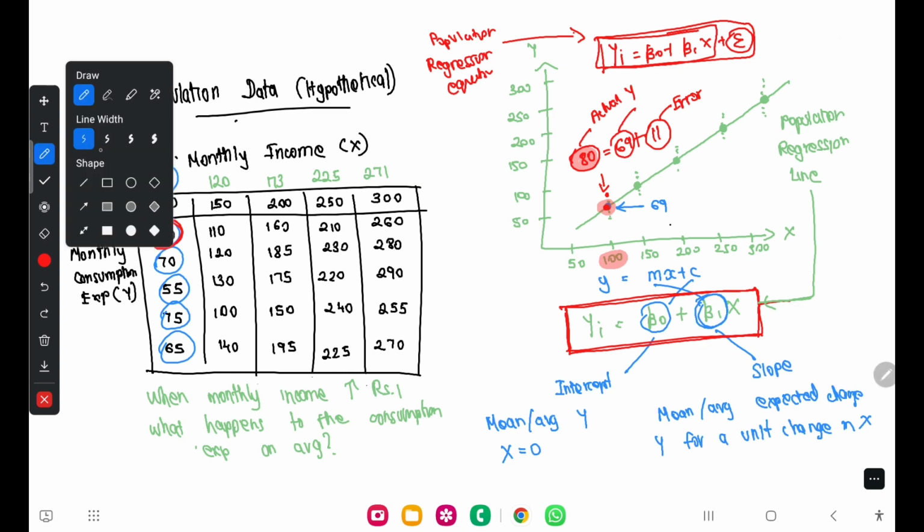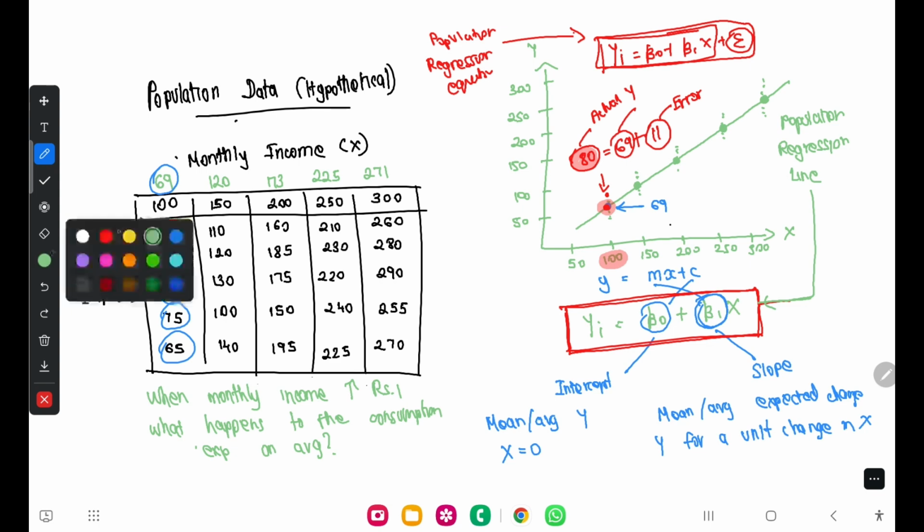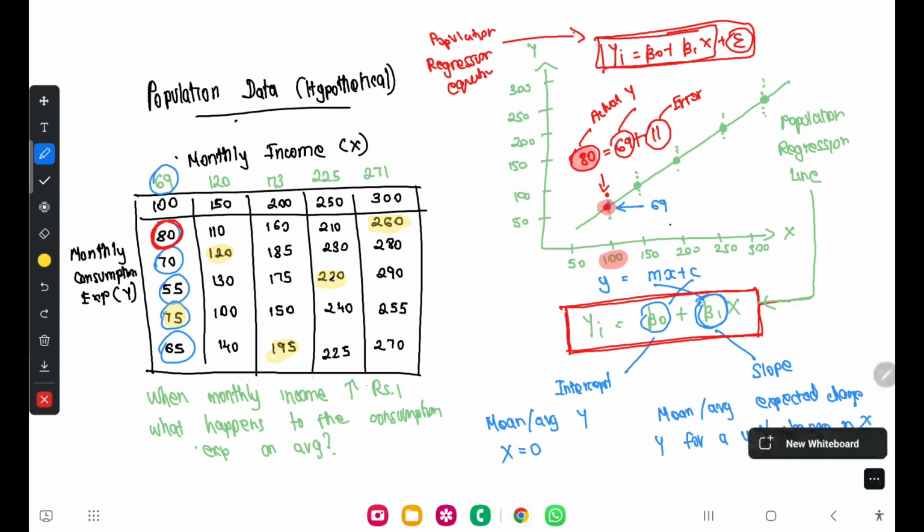So if I take a sample from this data population, let's take random values. Under income level of 100, I'm taking 75. Then let me take 120, 195, 220 and 260. Now if I plot these points, since I'm using the sample data, I'll be able to get the estimated regression line or the sample regression line. I'll move to the other page since I don't have space over here.